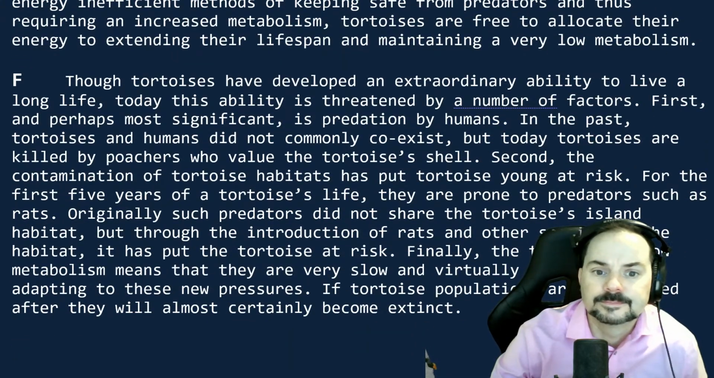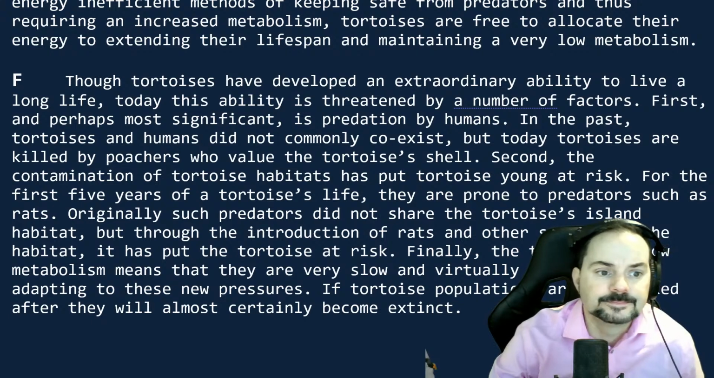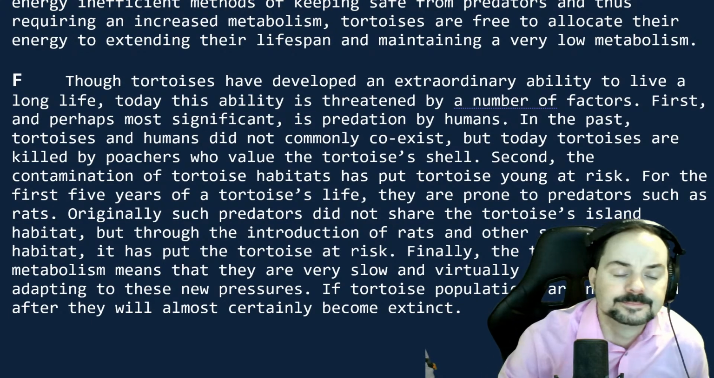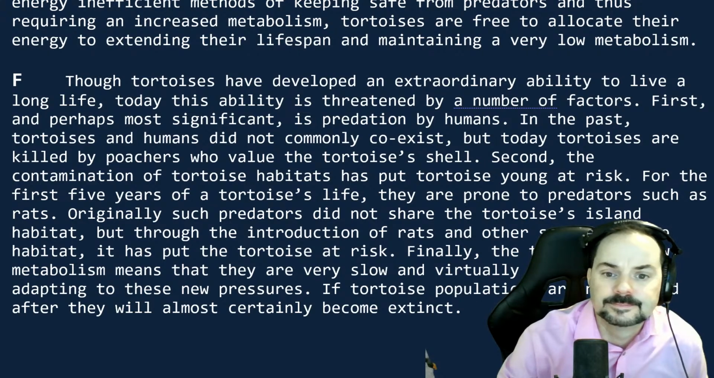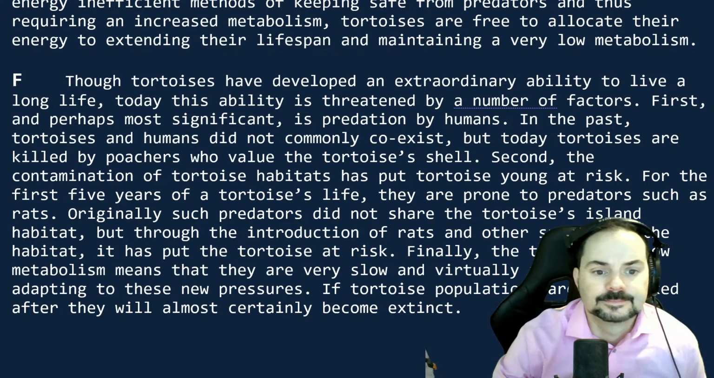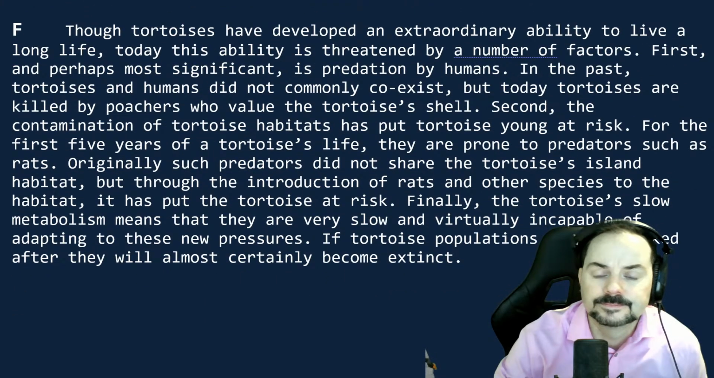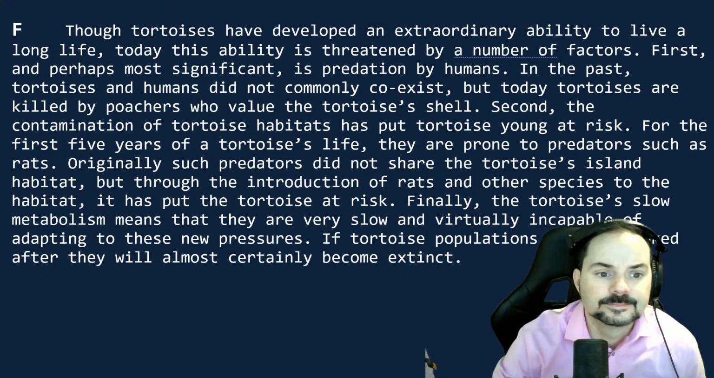Though tortoises have developed an extraordinary ability to live a long life, today this ability is threatened by a number of factors. First, and perhaps most significant, is predation by humans. In the past, tortoises and humans did not commonly coexist, but today tortoises are killed by poachers who value the tortoise's shell. Second, the contamination of tortoise habitats has put tortoise young at risk.